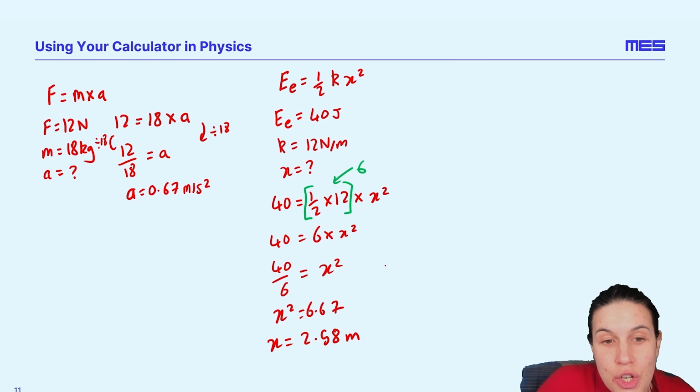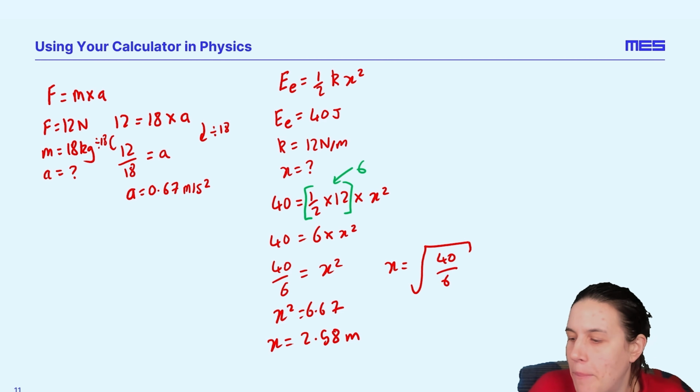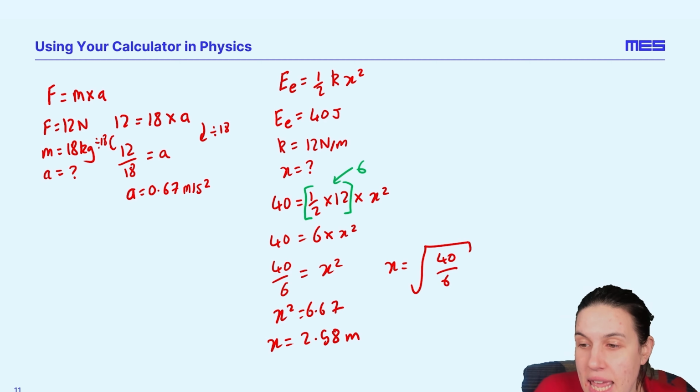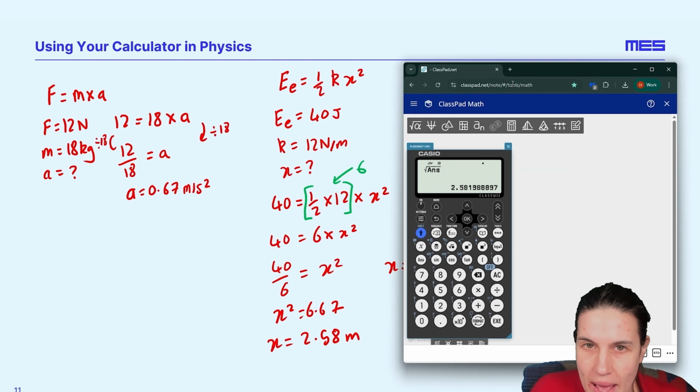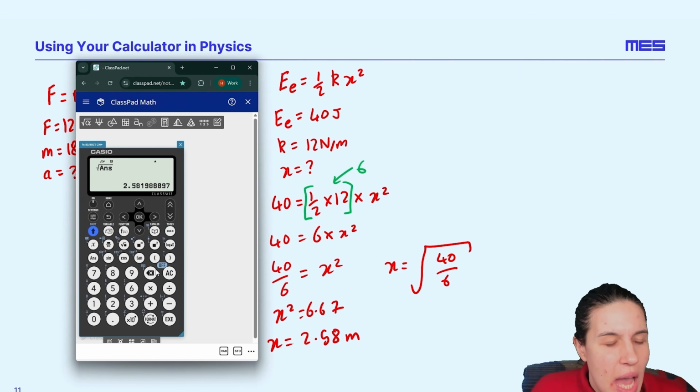Right. Another way of doing this step here is instead of working out x squared, then just going straight down to x, you could just do x is equal to the square root of 40 over 6, okay? But you're slightly more likely to make a mistake using your calculator if you do it like that, okay? Because you have to make sure that you press the square root, then the fraction button if you're going to do that. And you've got to make sure that you do it that way specifically, because otherwise, so this gives me the same answer I've got previously.